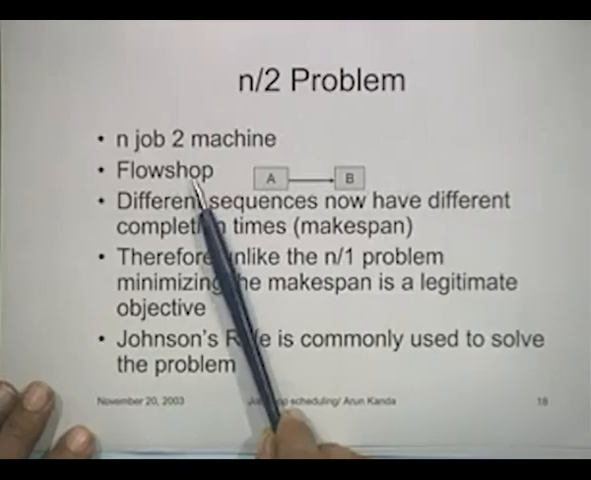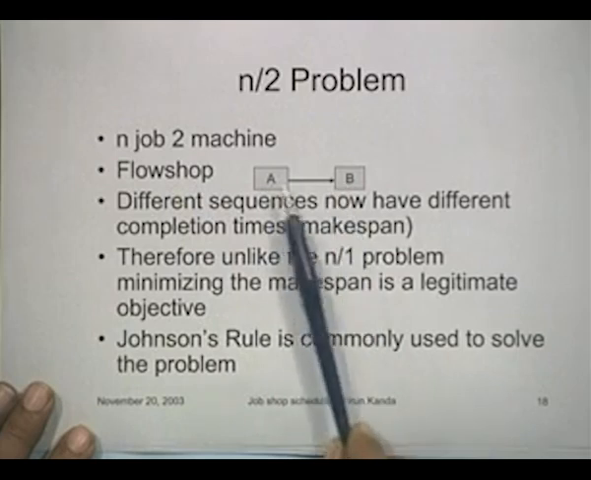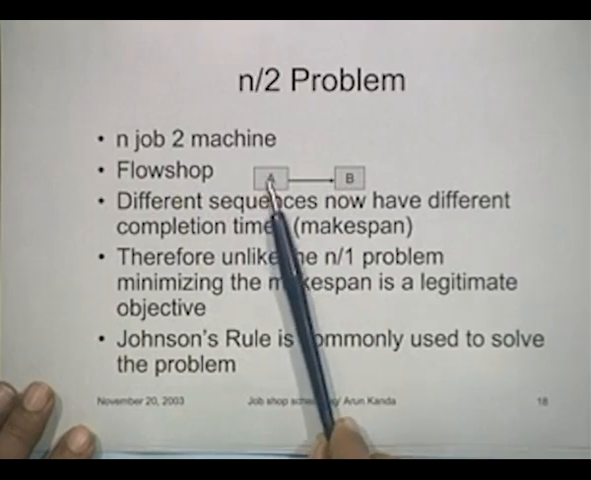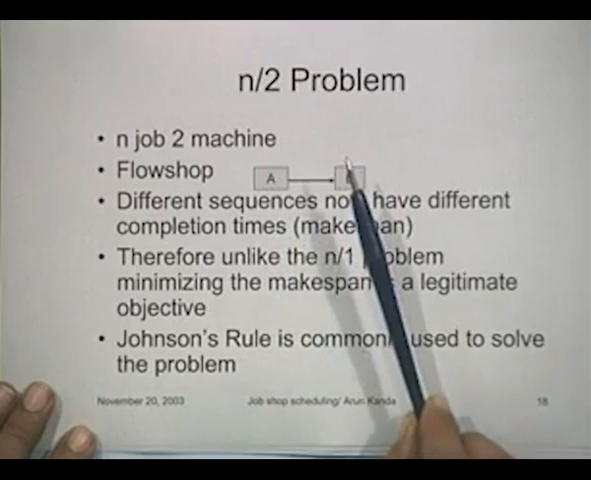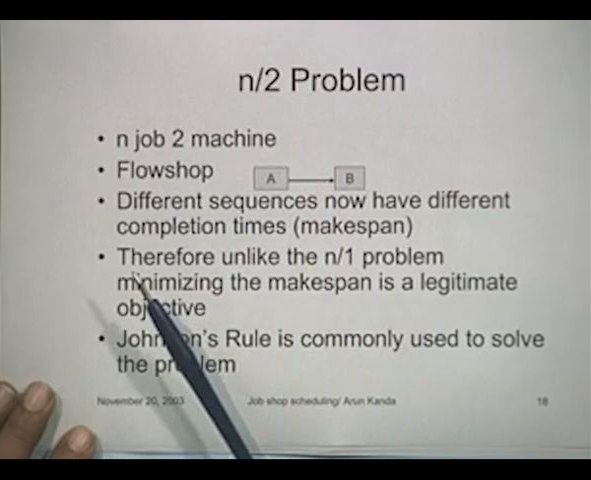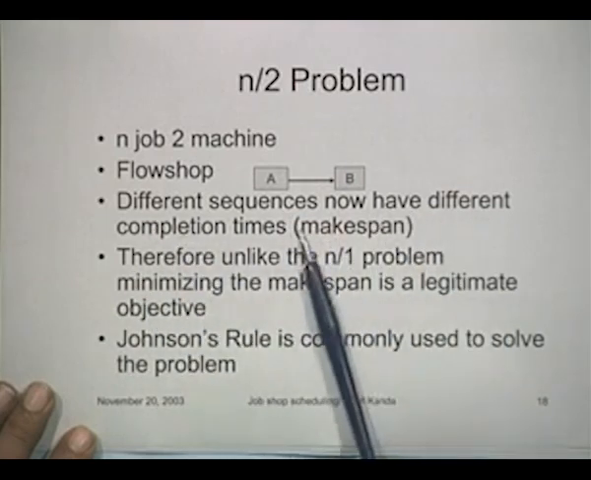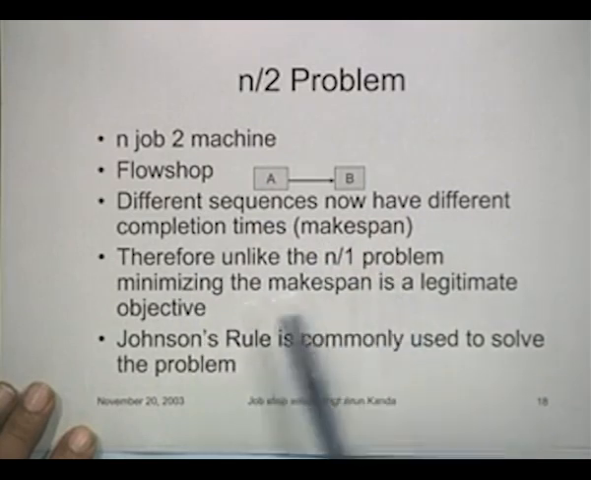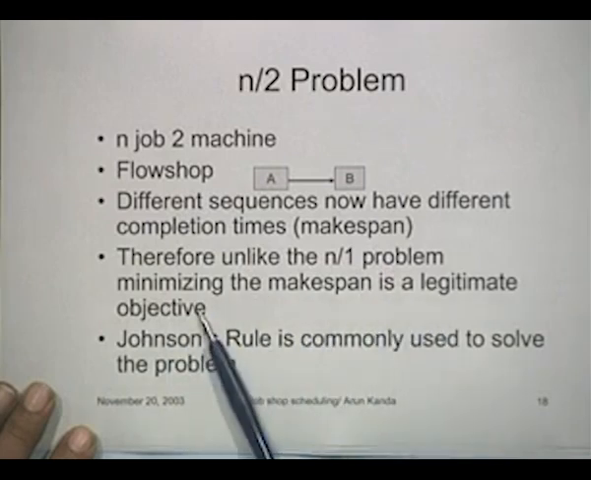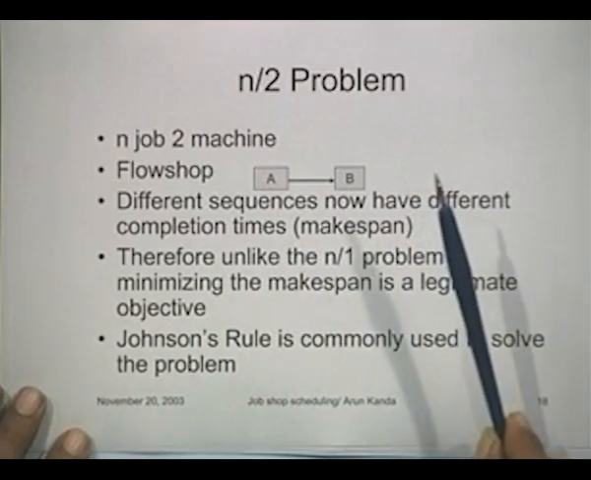In the flow shop, so what is a flow shop? Flow shop means that if this is machine A and this is machine B, then all jobs will be processed first on machine A, then on machine B, and they won't have any arbitrary sequences. So that's what we mean by a flow shop. And different sequences now have different completion times or different make spans, and therefore unlike the N1 problem, minimizing the make span is a legitimate objective. You see, now for the N2 case, any arbitrary sequence will not actually minimize the total make span.